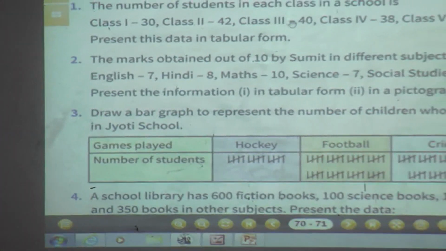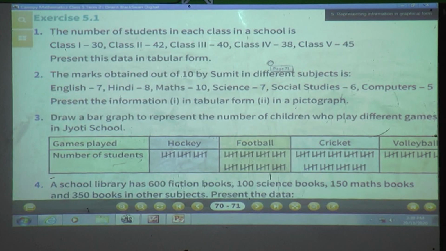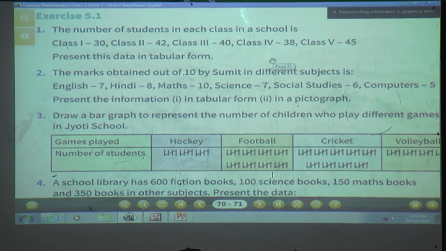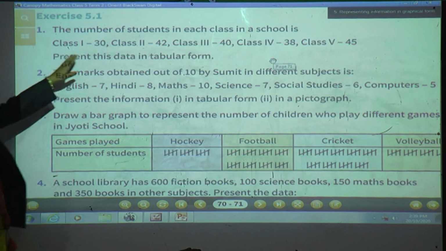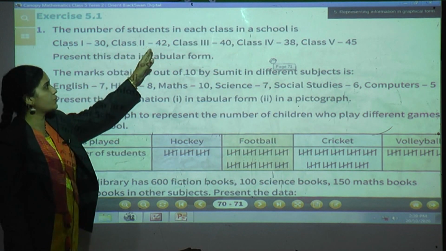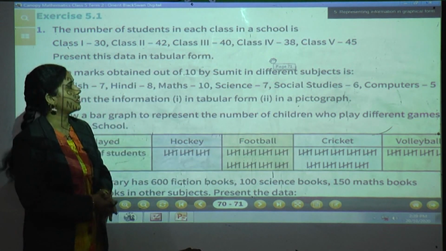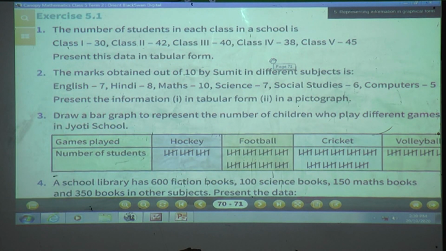Here, read question number one. The number of students in each class in a school. See, they have given us the information. Class 1, 30 students. Class 2, 40 students. Class 3, 40 students. Even class 4, 38 and class 5, 45 students. So present this data in tabular form.